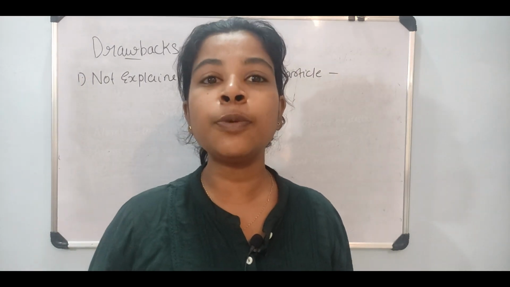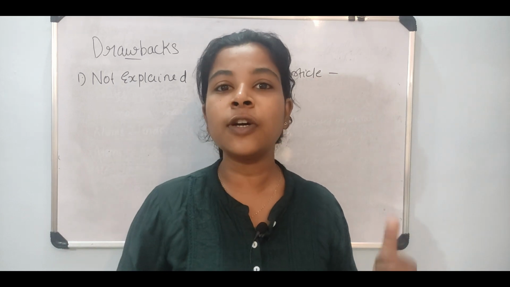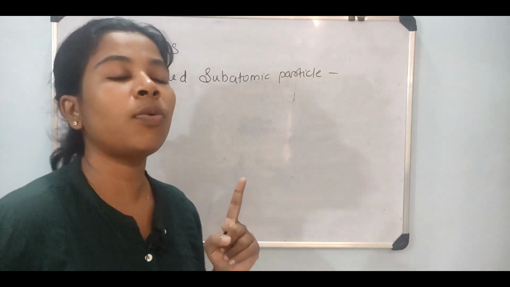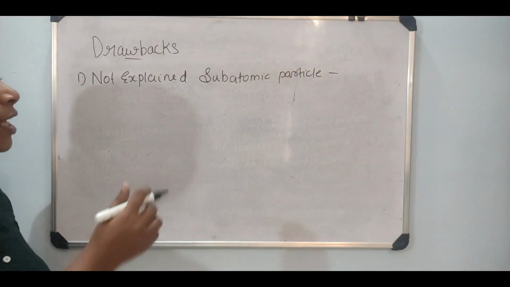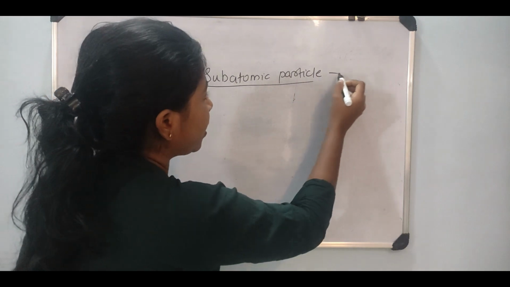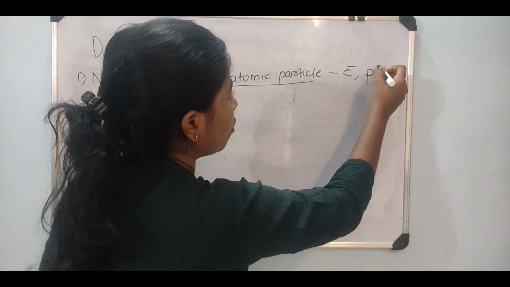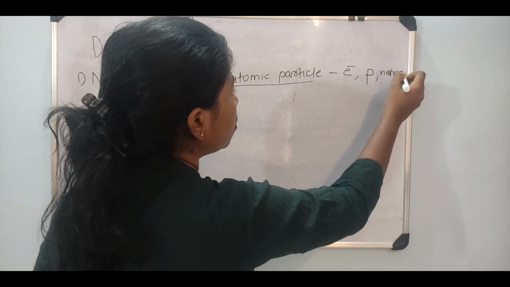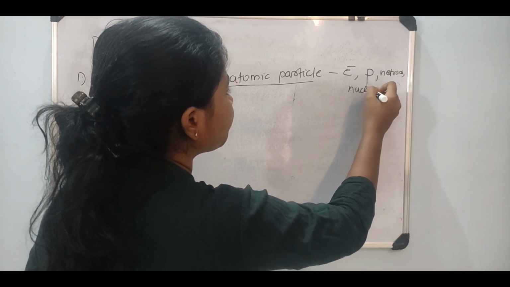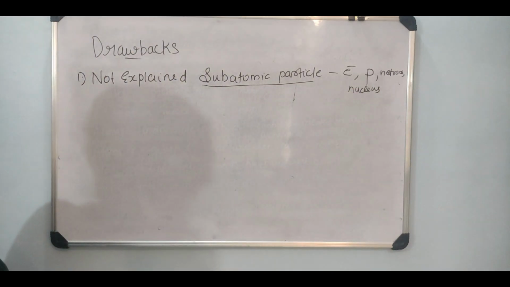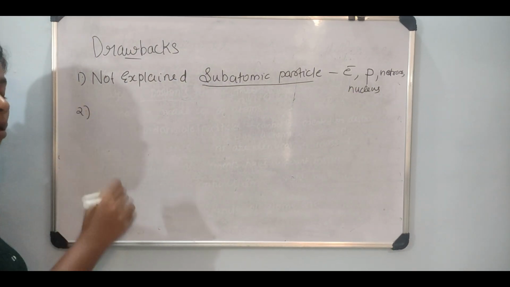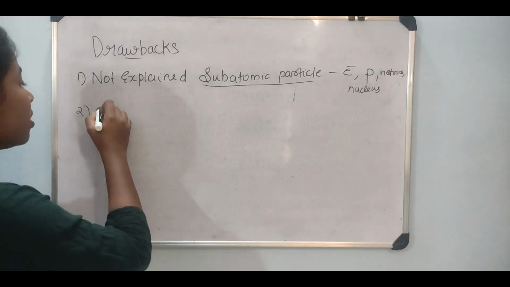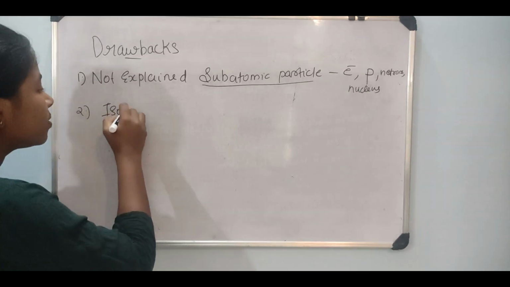But later on studies prove that this atom consists of many small things like electrons, protons and all. So, that was the first drawback. His theory was unable to explain about the subatomic particles like electrons, protons, neutrons, nucleus, etc. Okay. Now, what was the second drawback? His theory did not explain about isotopes.